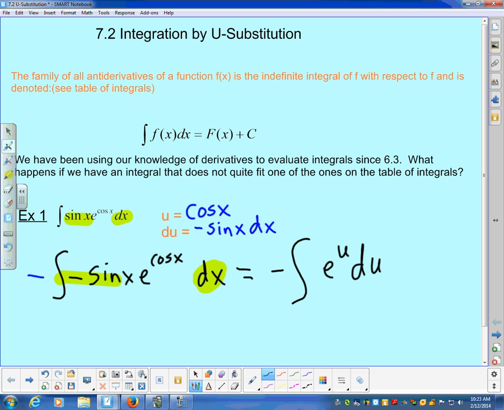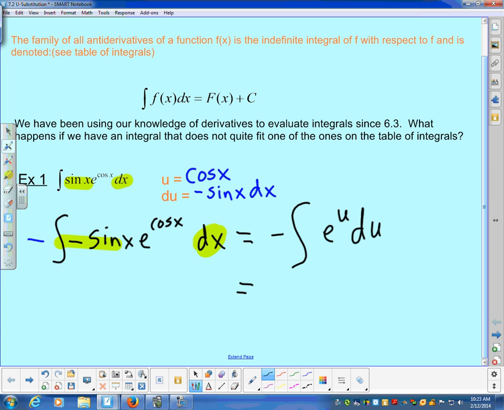What's the integral of e to the u? U. Yes, this is every mathematician's favorite function to integrate and differentiate. Yeah, the integral of e to the u is e to the u. And I have a negative sign out in front of it. And then one more step. I started in x, I need to end in x. Yes. So it's negative e to the cosine of x plus c.